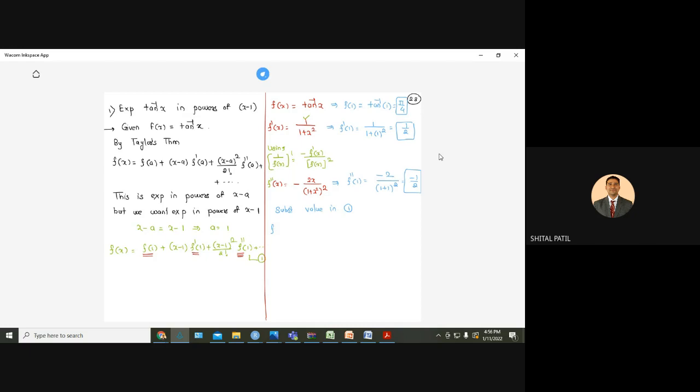Substituting values, f of x equal to f of 1, which is known to us, pi by 4, plus x minus 1 f dash of 1, that is 1 upon 2, plus (x minus 1) square divided by 2 factorial, which is 2, into f double dash of 1, so minus 1 upon 2, and so on. Therefore the answer is like this: tan inverse x equal to pi by 4 plus 1 upon 2 (x minus 1) minus 1 upon 4 (x minus 1) square, and if required we can obtain the remaining terms also. This is the required expansion.